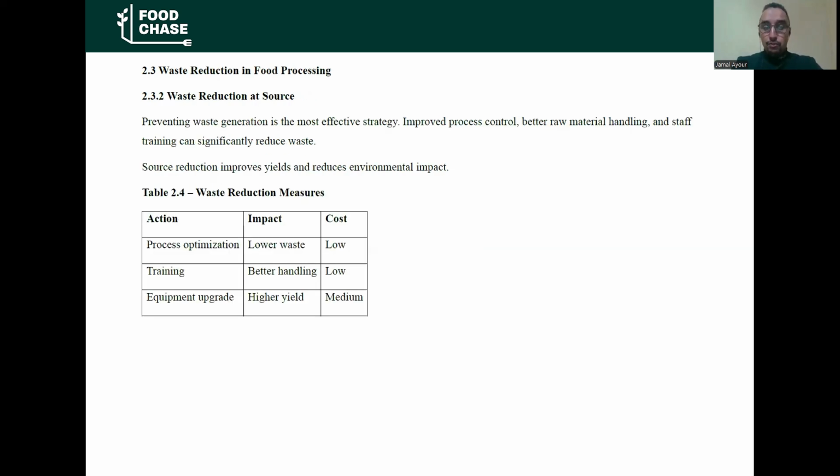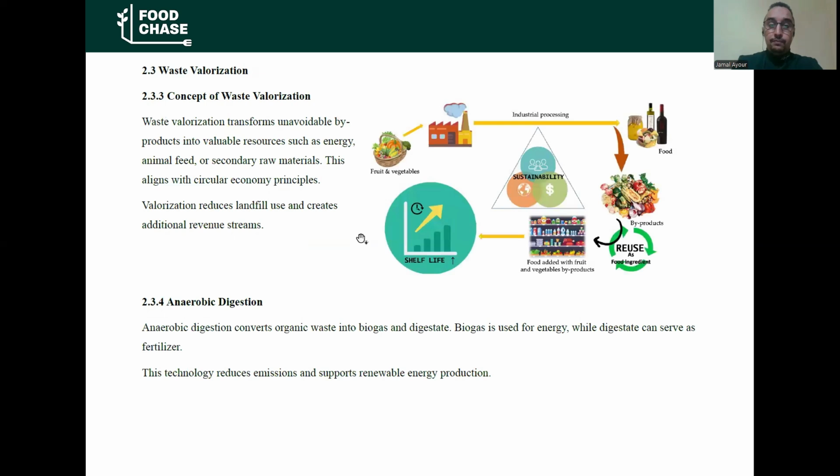About waste reduction sources, as you can see in this slide, preventing waste generation is the most effective strategy. Different strategies are applied, as you can see in this table, for different actions: process optimization, training, and equipment upgrades, with different impacts and costs.